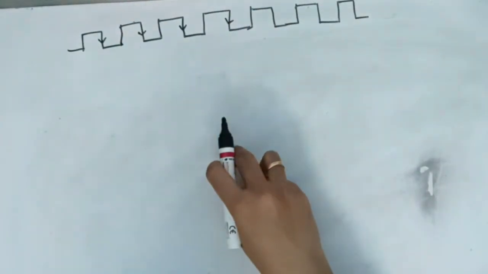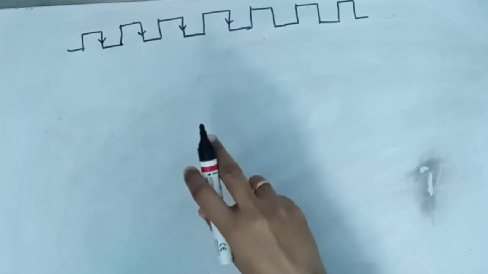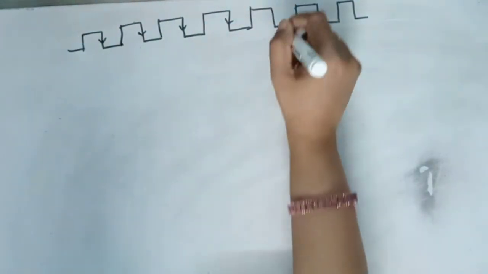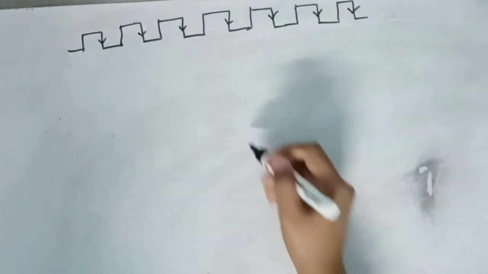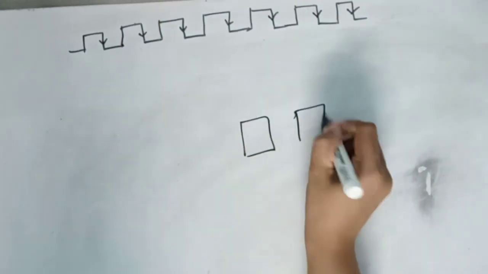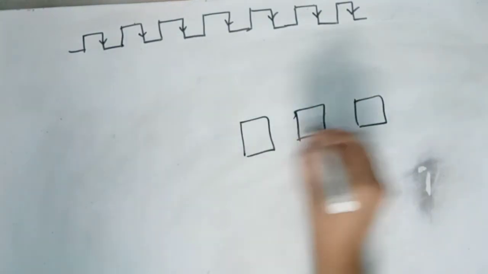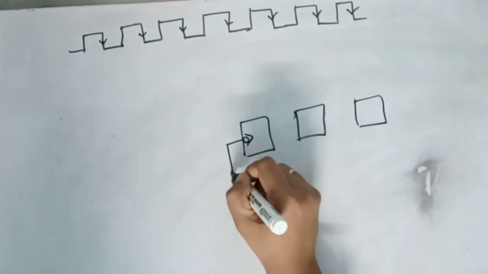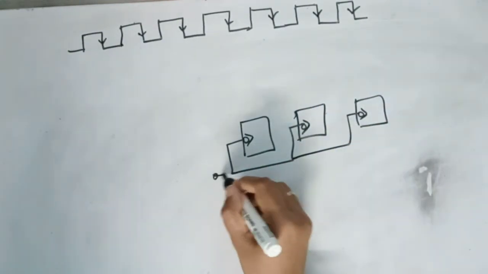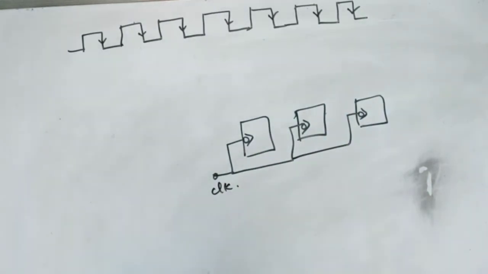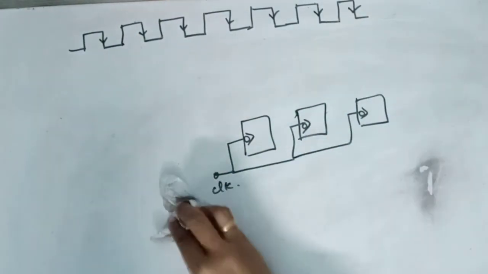Oh, sorry. In the earlier circuit, you have to draw the synchronous clock also. I forgot that. So don't forget to draw the clock. Because it's a synchronous counter, you have to draw the synchronous clock. That is, all the flip-flops should have the same clock. If these are the flip-flops, you should draw like this. Don't forget this.